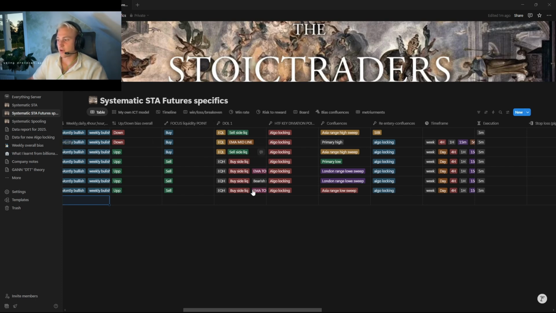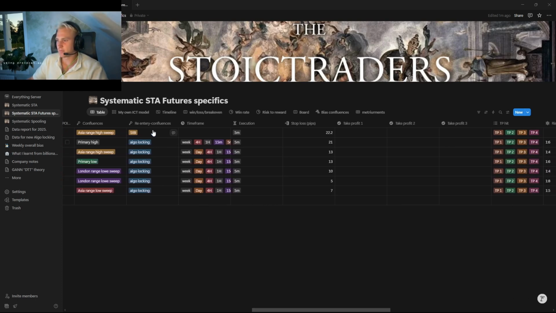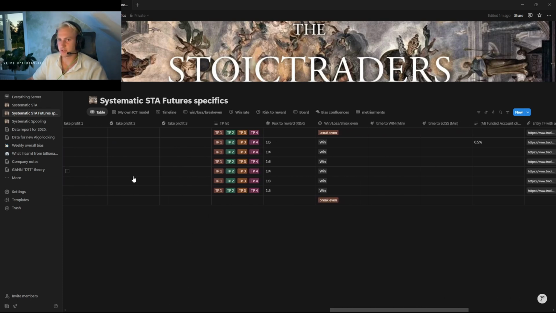Now, of course, you'll have the drawn liquidity. This is self-explanatory. Of course, I have drawn liquidity and also pretty much what I execute on. Now confluences as well. Also the re-entry confluences, time frames I'm using, execution time frames, the number of pips overall, or percentages, because this is an asset, Nasdaq, right? Similarly, also the amount of take profits hit.